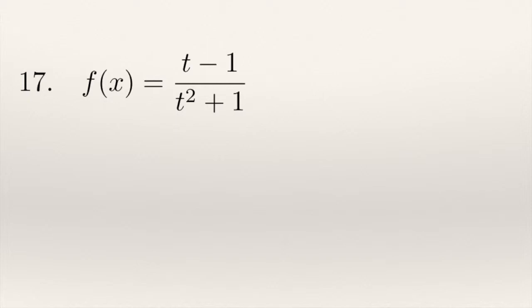What about 17? There is none. Why? Because you can't factor that, and whatever I plug in, x squared plus 1 is always going to be positive. So I can never get a 0. So 17 does not have an asymptote.